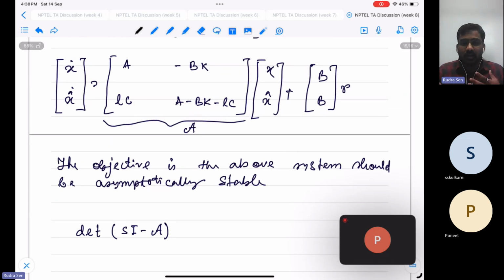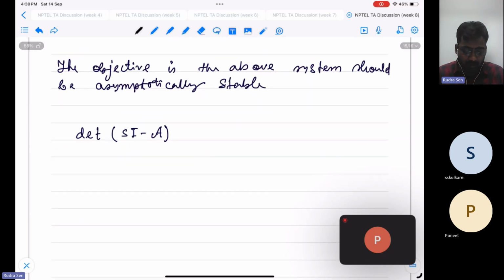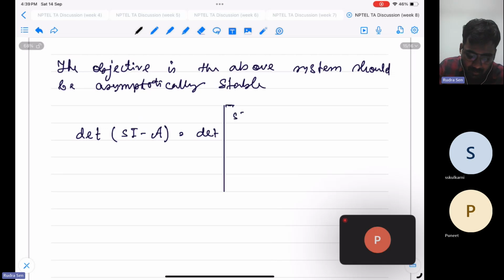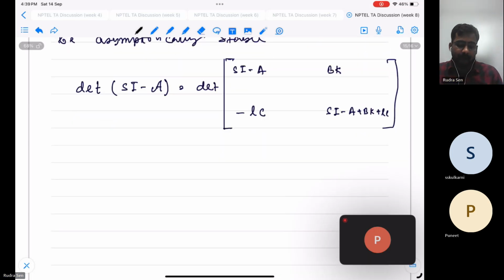Here we are going to see whether K and L, the controller and the observer gain, can be designed separately or not. So this is the determinant, which is the determinant of this matrix: sI minus A plus BK, minus LC, and here sI minus A plus LC, right? This is the term.